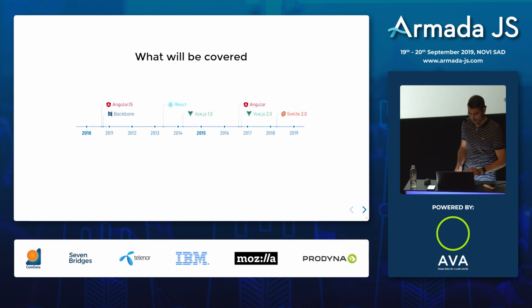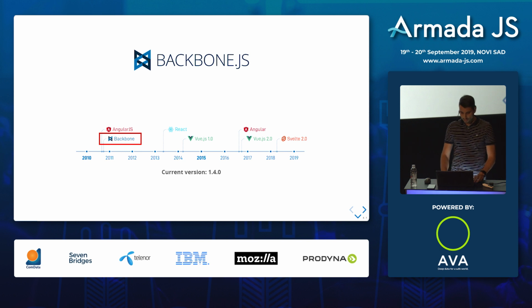Okay, today we are going to cover some of the popular frameworks like Angular, both versions, Backbone, React, Vue, both versions, and Svelte, new hope in JS frameworks. So the first one, Backbone, it started in 2010. Currently it's at version 1.4.